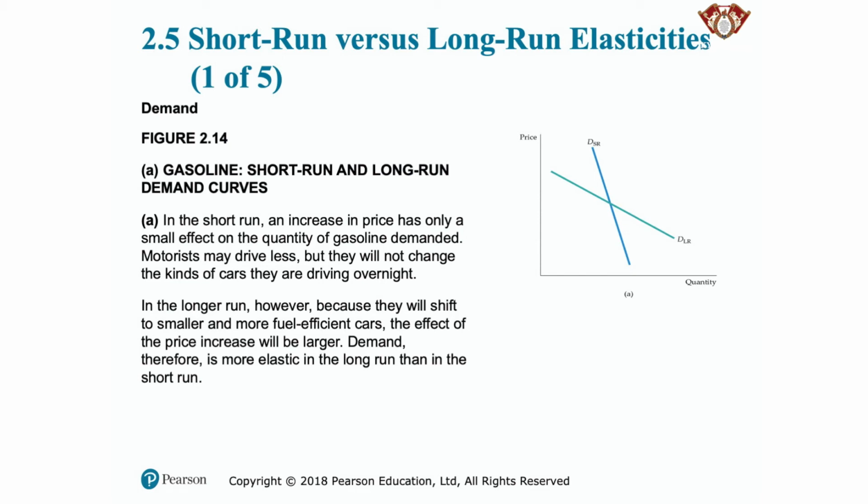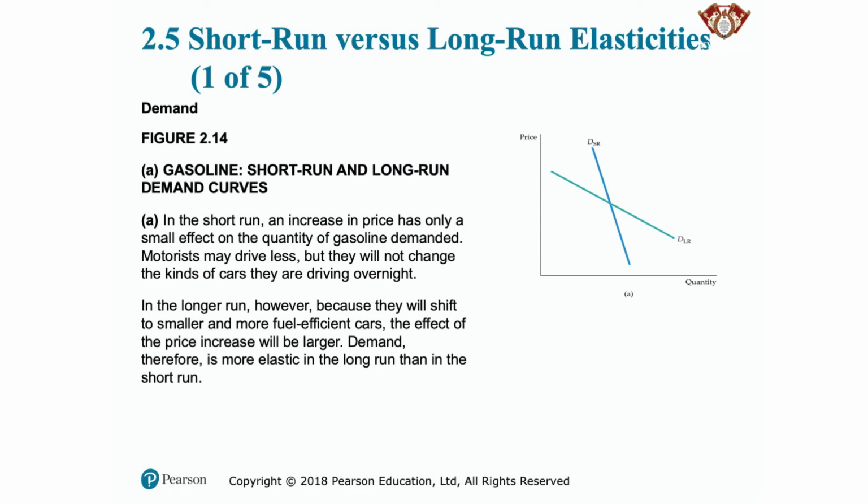In the short run they drive less, but they will not change the kinds of cars they are driving overnight. So the short-run demand curve is like that. But in the long run, over 10 years for example, they have more options. They will shift to smaller cars and more fuel-efficient cars because the gas price increased. So in the long run, consumers decrease demand more greatly than in the short run. The effect of the price increase will be larger.